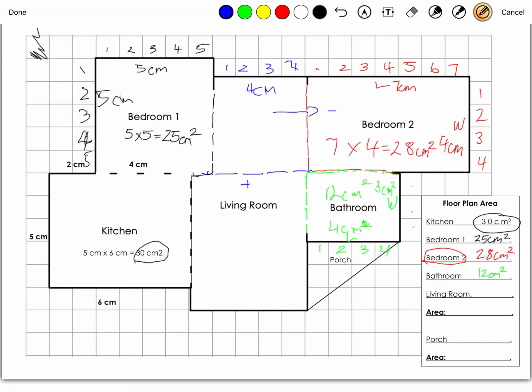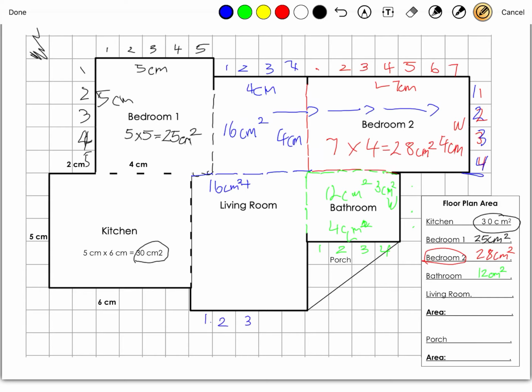Now the sides are a bit tricky because we don't have them lined up. But what we could do is move to the side over here. And let's have a look. Oh, it's 1, 2, 3, it's also 4 that way. So it's 4 by 4. 4 times 4 is 16. So it's 16 centimetres squared. So that's the first half of our living room.